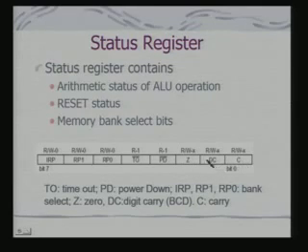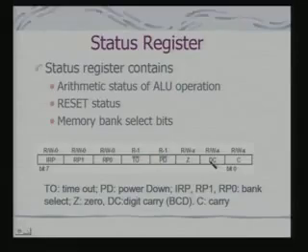What are their functions? Z is a zero bit. You know what a zero bit is, because when the result of an operation is zero, this flag is set. What is DC? This is called a digit carry bit, and this is a carry bit. What is the difference between the two? If I am using an 8-bit arithmetic operation, when there is a carry from the 4th bit, I get a digit carry.